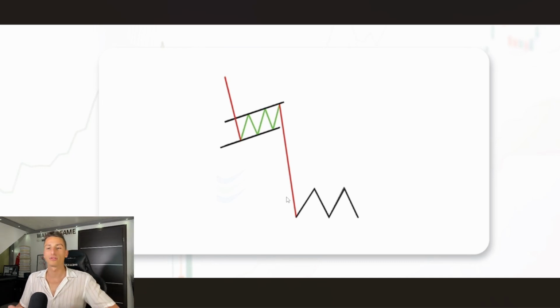The psychology of this pattern is that we have a sharp drop, aggressive selling. This pullback is just short covering and weak buyers trying to catch a bottom, and sellers are just reloading. They are reloading massively in this flag. And this flag should slope slightly upward, okay? Slightly upward. If it rallies back more than 50% of the pole, the pattern weakens.